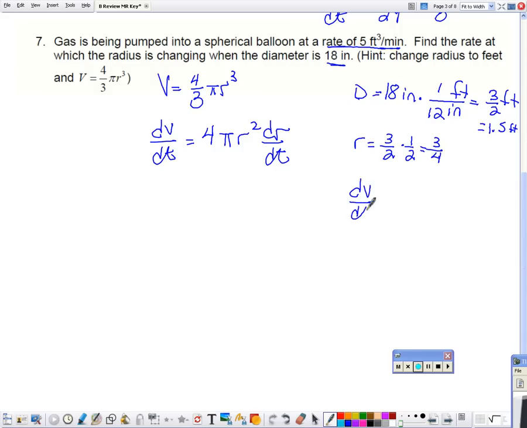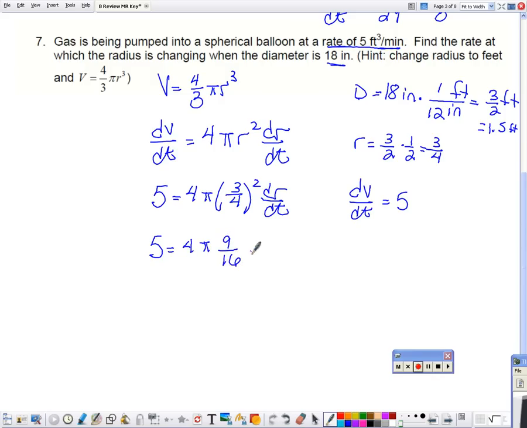And my change in volume over change in time is 5 feet cubed per minute. We want to find the change in radius, so I'm going to plug in everything that I know. We're going to start simplifying. So then 4 times 9/16. This 4 can reduce the 16 to 4. So I have 9/4 pi dr/dt.